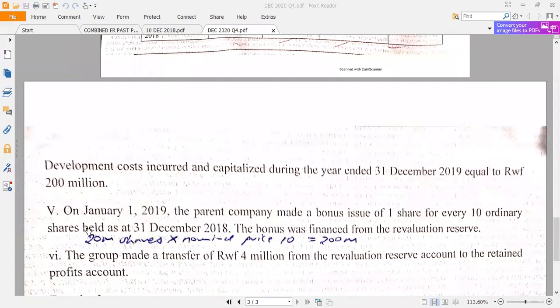Next, number 5. On 1st January 2019, that is the beginning of the year, the parent company made a bonus issue of 1 share for every 10 ordinary shares held at 31st December 2018. So we gave a bonus of 1 share for every what? 10 ordinary shares held at the beginning of the year. The bonus was financed from revaluation reserve. Of course, with a bonus there is no cash inflow.